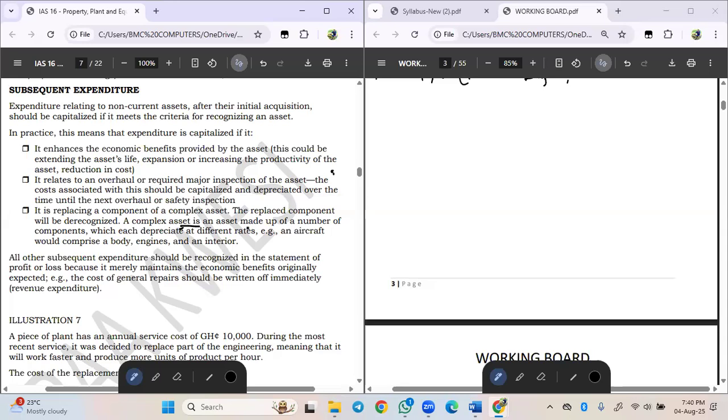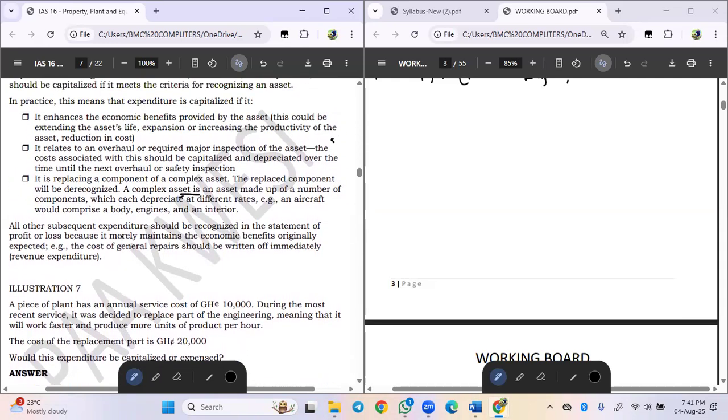No, because we said that the aircraft itself is comprised of the body, the engine, and the interior, and all these three components have different useful lives and can be depreciated at different rates. So all other subsequent expenditure apart from these three should be recognized in the statement of profit and loss. It should be expensed.